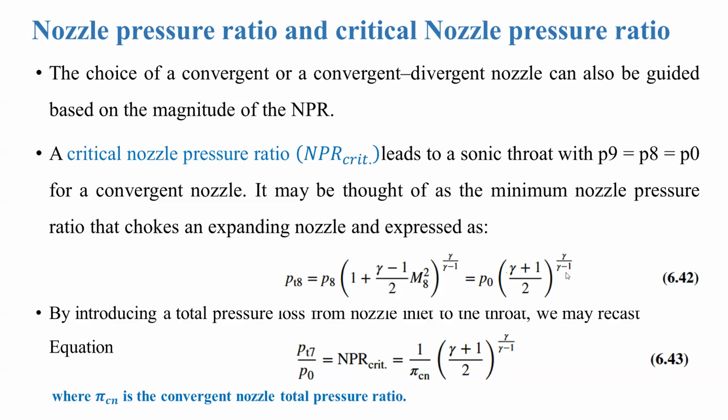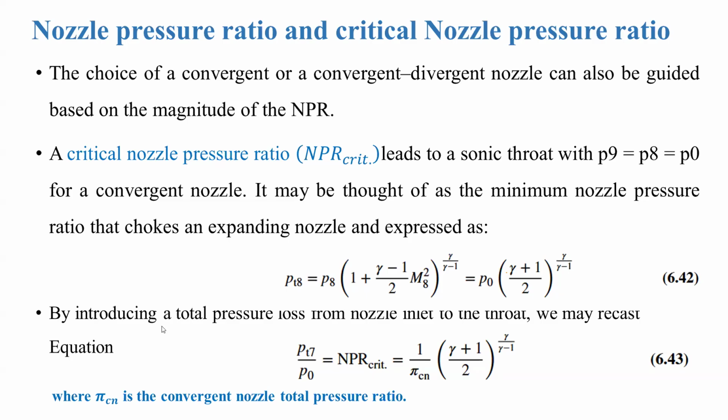So in this case, M8 is the sonic condition. If it is 1, you can arrange this and what you get is gamma plus 1 over 2 only.